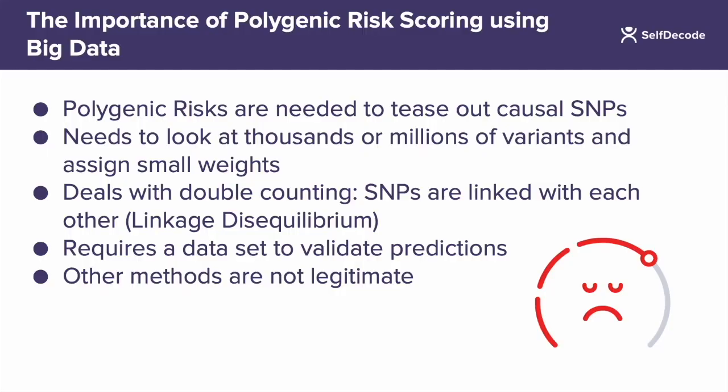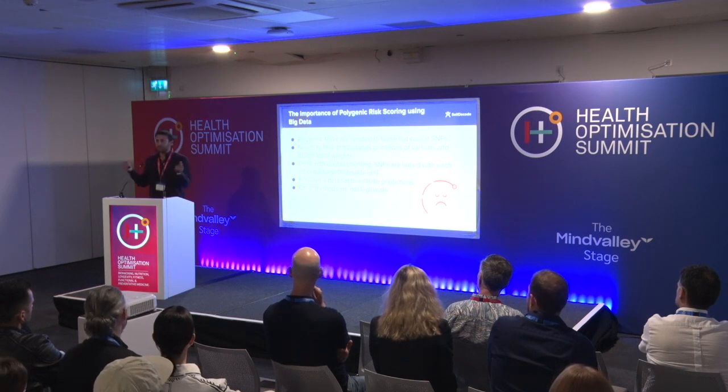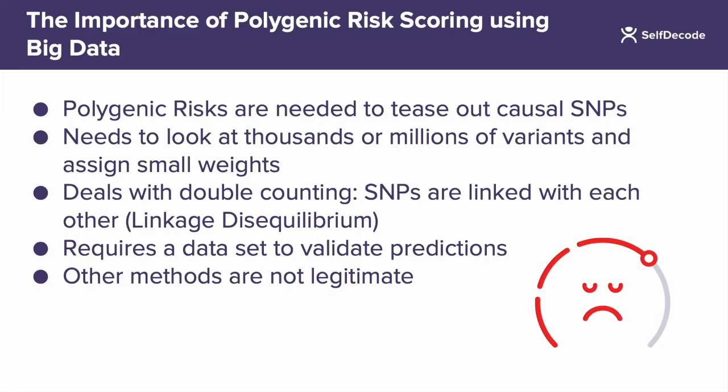So in order to do polygenic risk scores, you need to figure out the cause from just an association. You also need to look at thousands or millions of variants because each variant is going to have a small impact. It takes care of the double counting issue, because if you have two variants that both have 50% increased risk, but they're 100% correlated with each other, there's no increased risk. And if it's 99% correlated, then you have to take out that double counting.